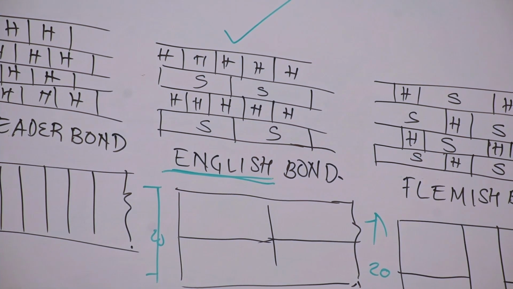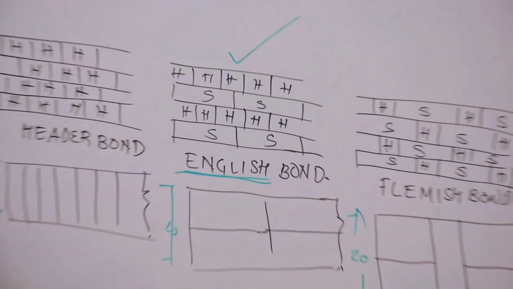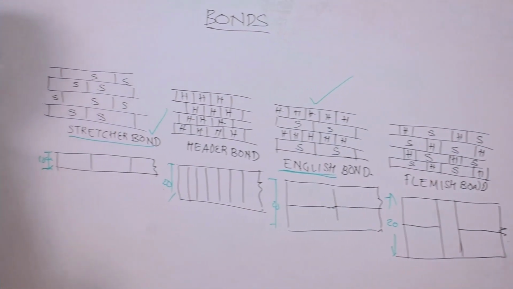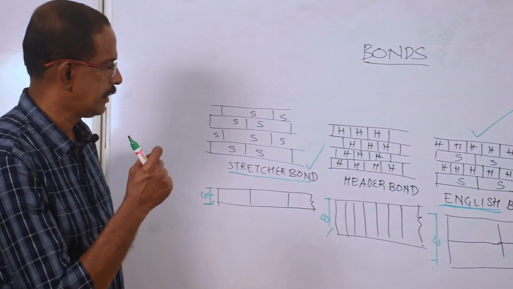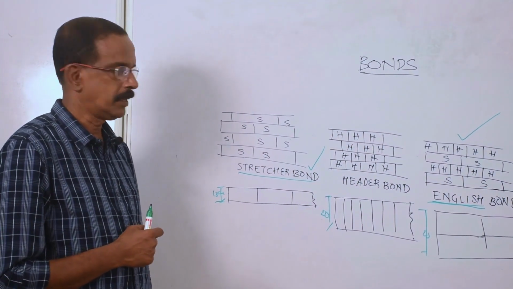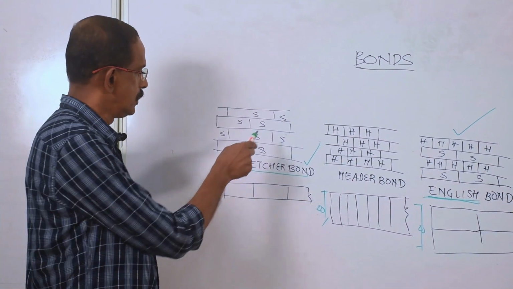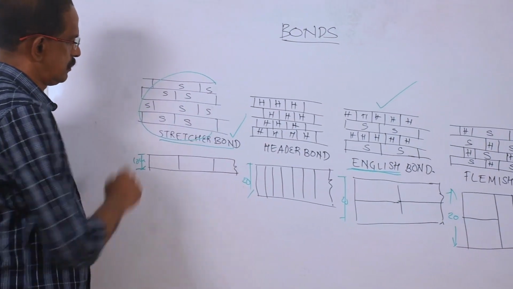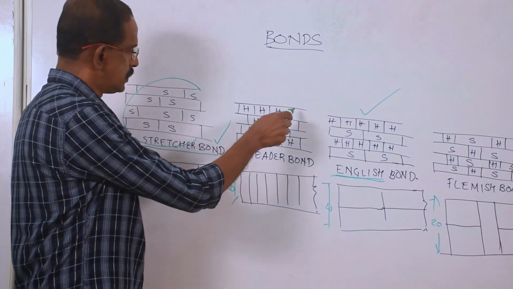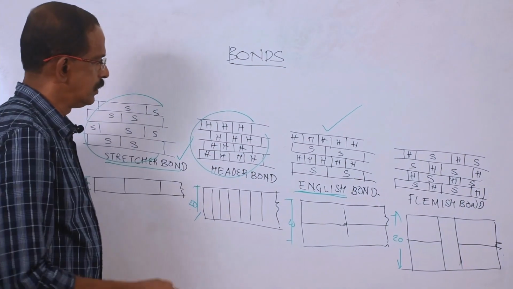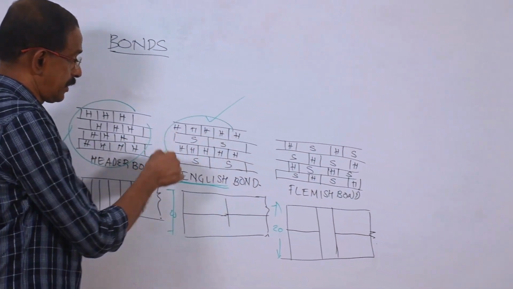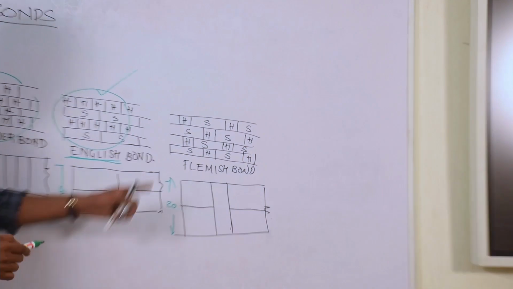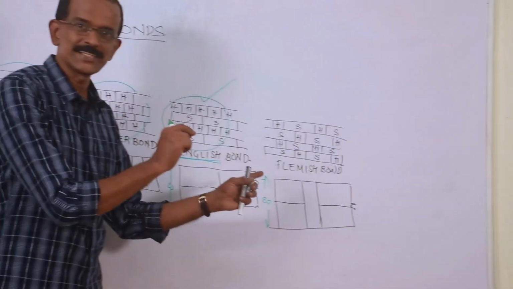Out of these four bonds, which bond is more aesthetic? Which is having a good appearance? Appearance means you have to see the elevation. This is full of stretchers, not that good. This is full of headers, not good. This is first layer stretcher, second layer header, not good. But this, you see, one stretcher, one header, one stretcher, one header.